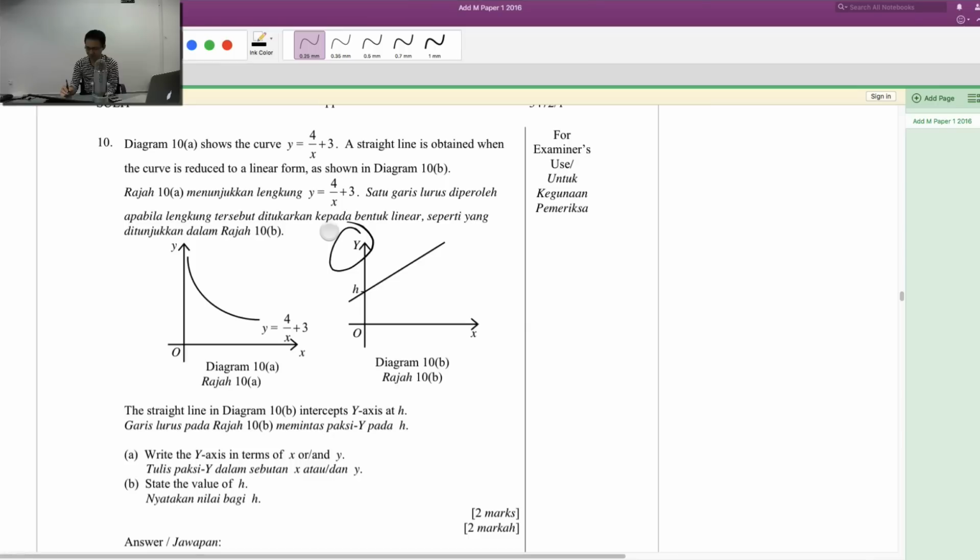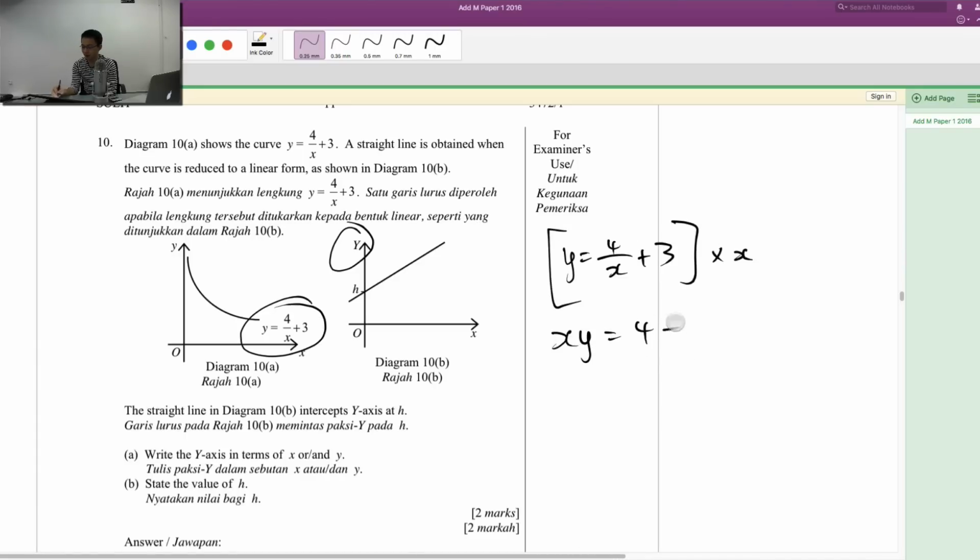So how do I make this equation into a straight line? This is your objective now. This is y equals 4 over x plus 3. In order to solve this, I will multiply x for every single term. If I multiply x for the whole equation, I get xy equals 4 plus 3x. Changing it into the form y equals mx plus c, this is xy equals 3x plus 4.